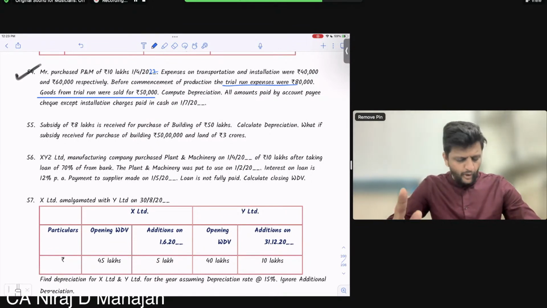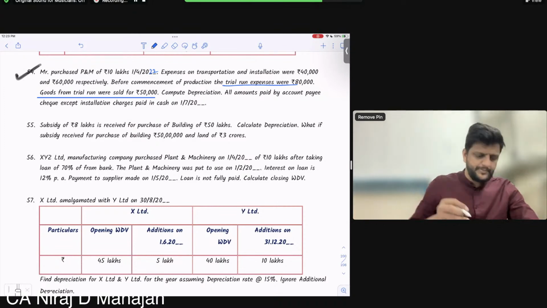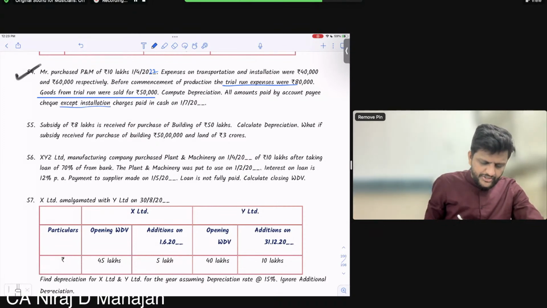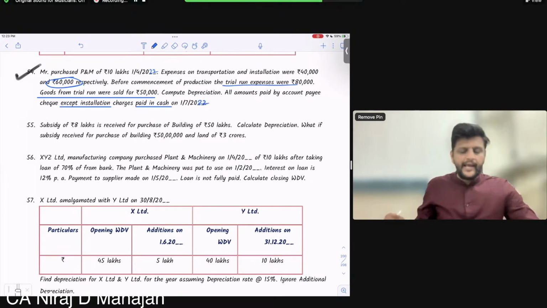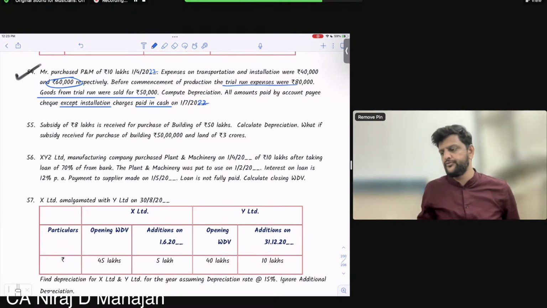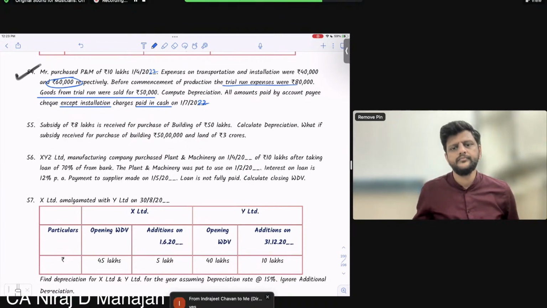All amounts paid by account payee cheque, except installation charges. How much were installation charges? 60,000. Paid in cash on one single day. Can I capitalize that amount now? 60,000, tell me, all of you. Can I capitalize it now? Understood? 60,000 rupees. Tell me all of you. Can I capitalize or no? 60,000 rupees.